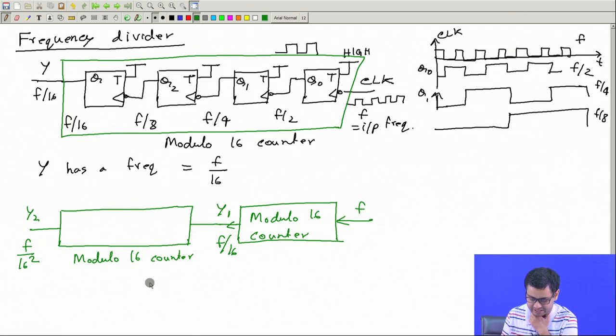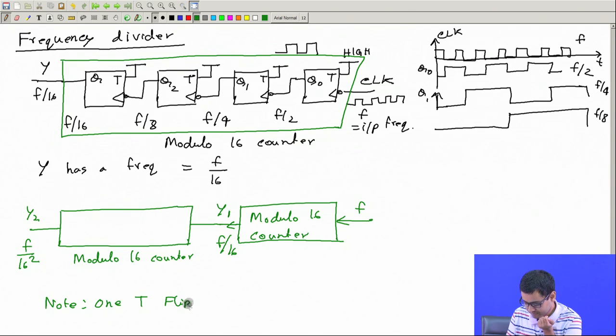If you think in this way, you will realize that actually these are modulo 2 counters. It's a modulo 2 counter because it counts 0 and 1. So one flip flop is just a modulo 2 counter. So note, one T flip flop is the same as one modulo 2 counter.